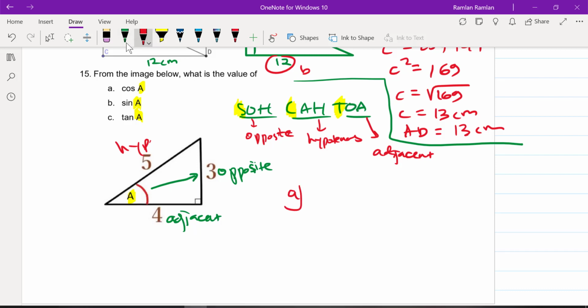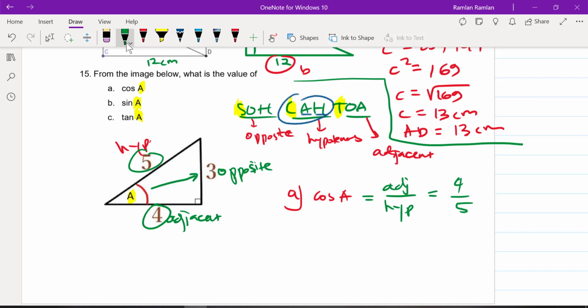Okay, using this SOH CAH TOA again, guys, let's start from cosine A. Question A is cosine A. So cosine A will be using this one, right? C is for cos, A is for adjacent, H is for hypotenuse. So that will equal adjacent over hypotenuse, CAH. And that will be equal to the value of the adjacent, which here is 4, and the hypotenuse is 5, so that's just 4 over 5.